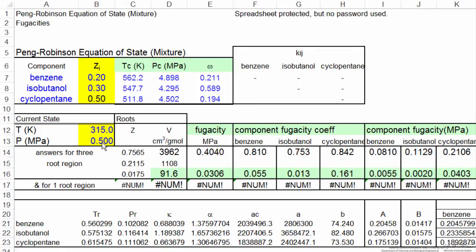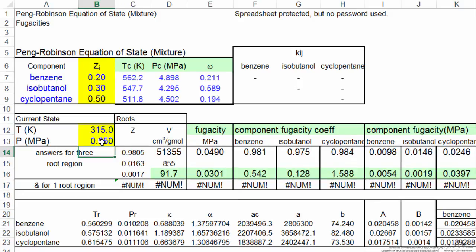And if I were to lower the pressure, if I make this 0.05, well, first thing to notice, I'm still in the liquid phase because the fugacity of the mixture is lower in the liquid phase than it is here in the vapor phase. Here are the fugacities. Now, the fugacity coefficients change quite a bit because they're the fugacities divided by the pressure, and I changed the pressure a factor of 10. Perhaps you didn't notice the fugacities did not change very much.